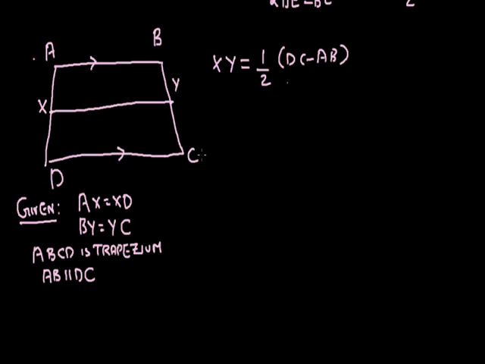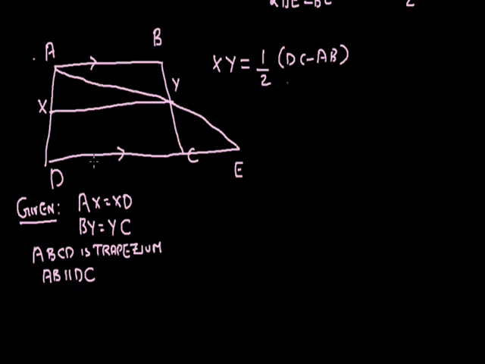So now I do a rather different kind of construction. I join A to Y and extend it to meet DC produced at a point. Let this point be, say, E. So what do you observe here?